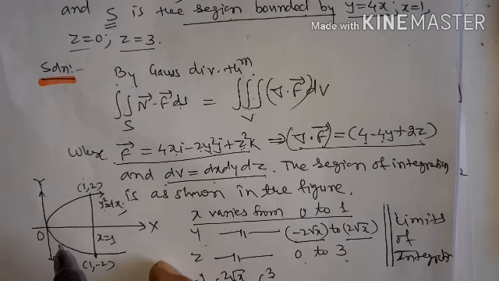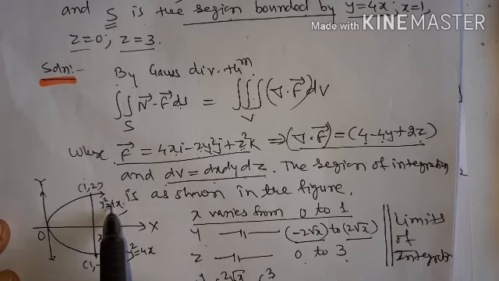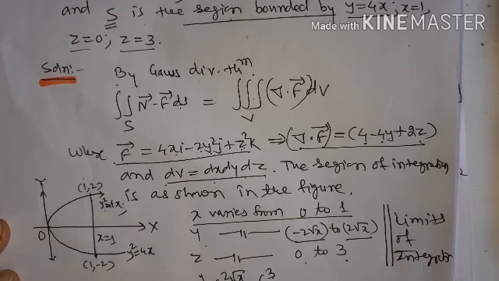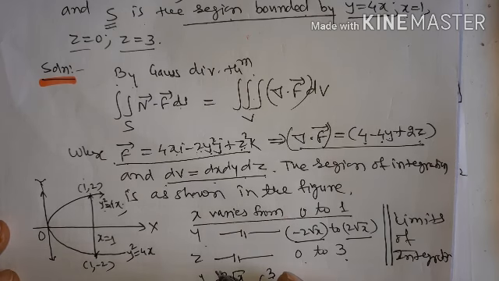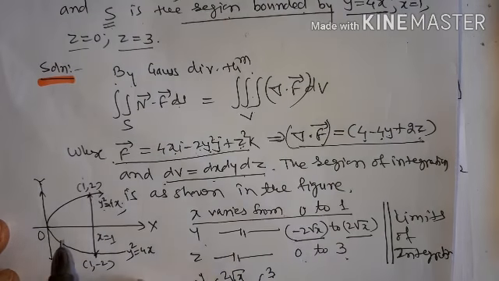Therefore, the region of integration that is given to us is sketched here. See this figure. This is a parabola y square equal to 4x. Then this is a straight line x equal to 1, parallel to the y axis. Is it okay? So the surface is bounded by the parabola and the straight line.